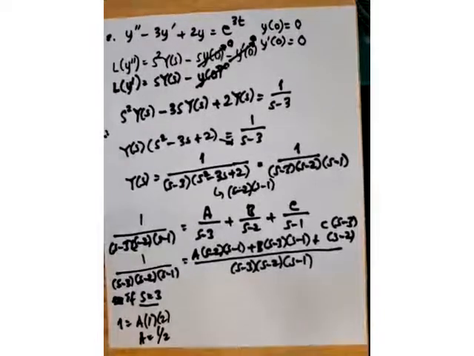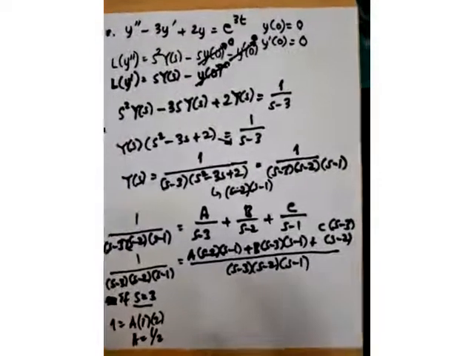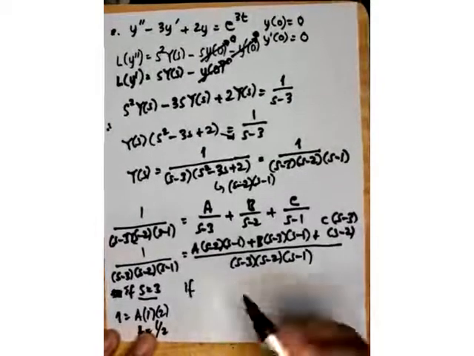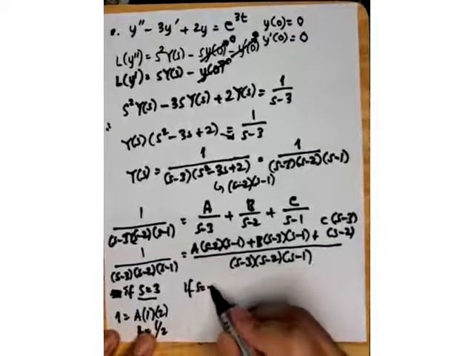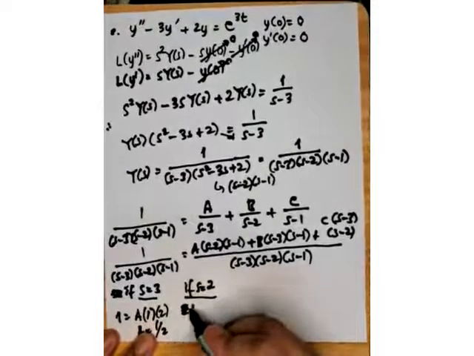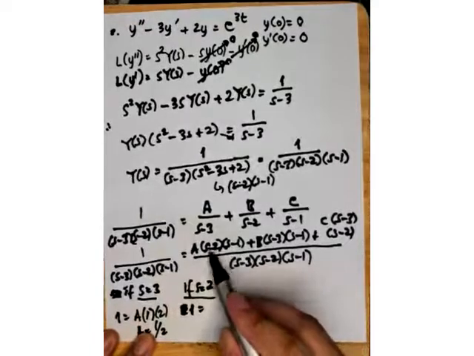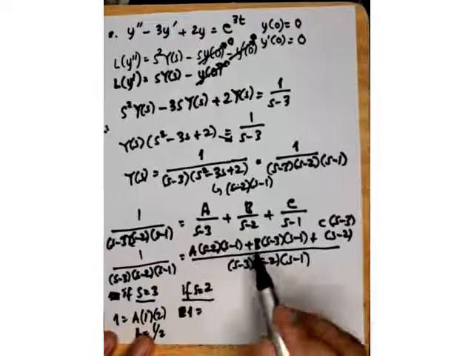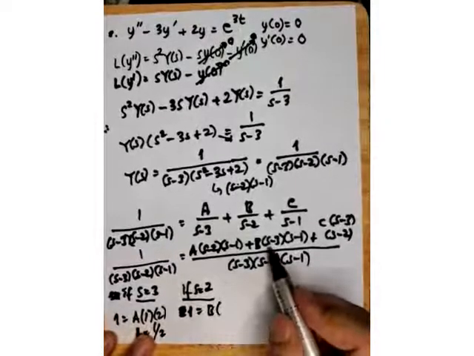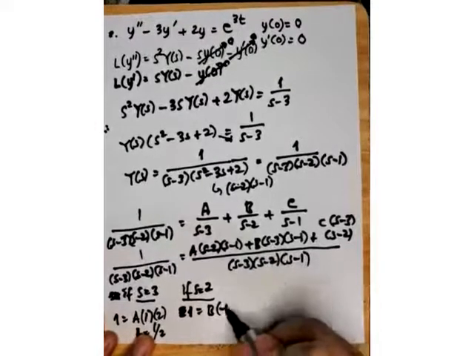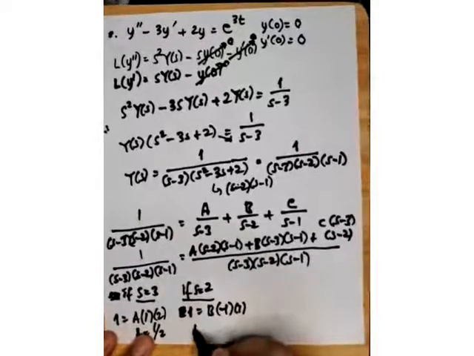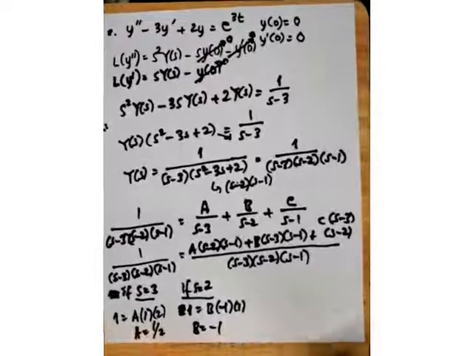Okay? Now let's go to B. Okay, pag B naman, so if S is equal to 2. So 1 pa rin dito. So that's equal to, kung 2 yan, so 2 minus 2 is 0. So A will be 0. And then yung C natin mag-0. So this is B times, so 2 minus 3. So that's negative 1. And then 2 minus 1. So that's positive 1. So B is equal to negative 1.